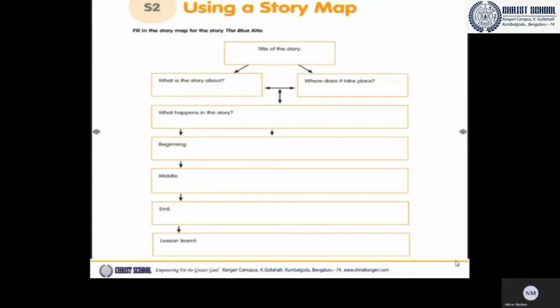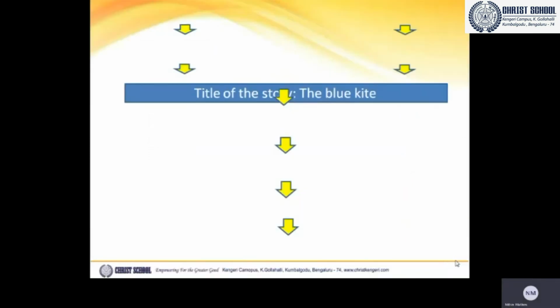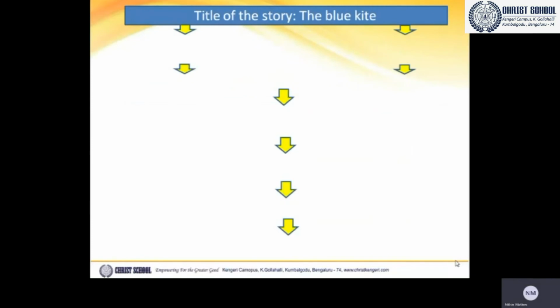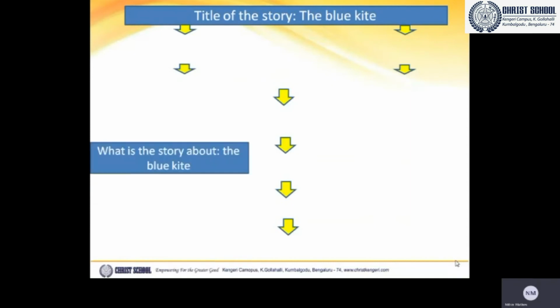Now you can see a story map and you need to fill it. Shall we try filling it? Yes. What do you see in the first place? Title of the story. And what is there in the second column? That is, what is the story about? Where does it take place? Shall we try to make a story map? Yes, very good. So what was the title of the story? Yes, The Blue Kite. This was the title of the story.